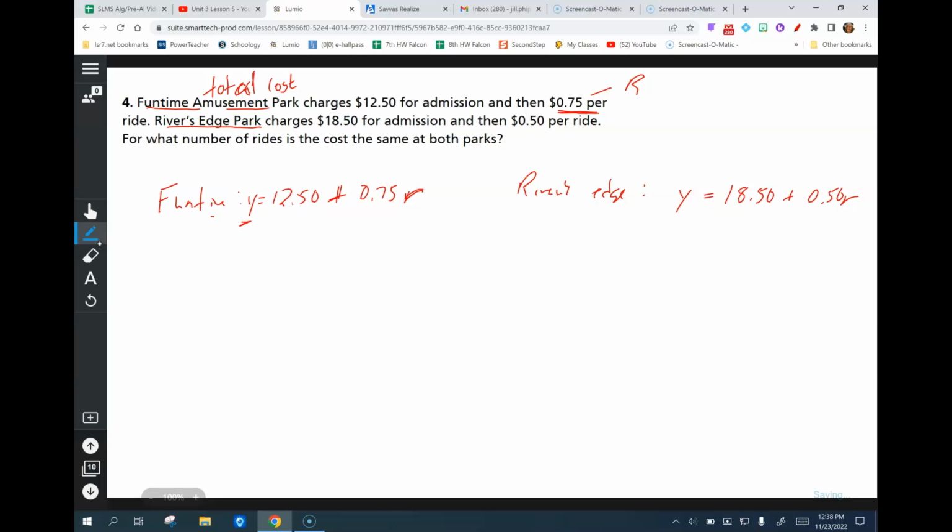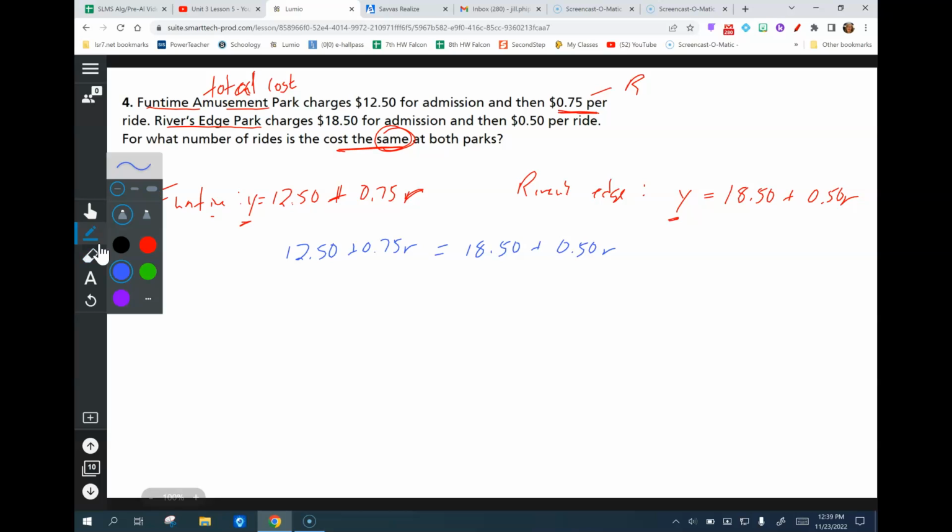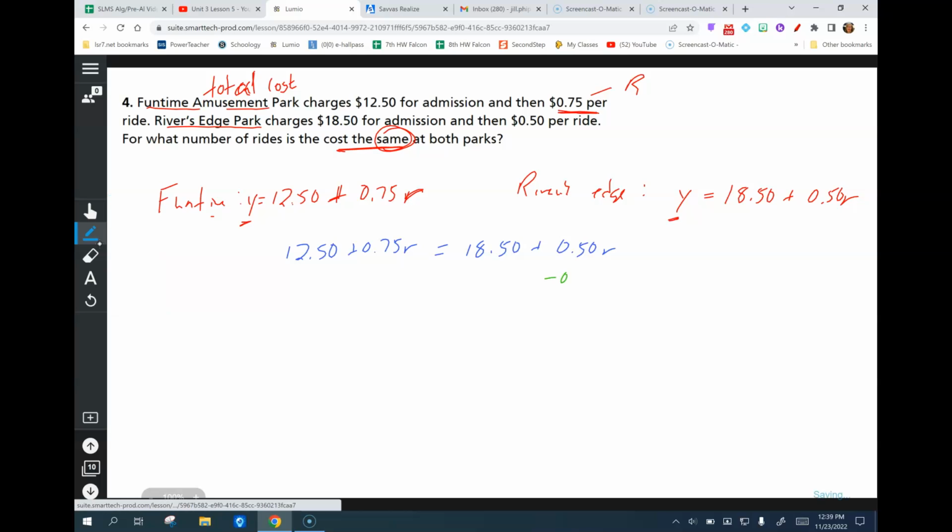Now, notice they're both equal to a Y. So all we have to do is find out when they're going to cost the same. So same, meaning when are they equal? So we're just going to set those equal to each other. 12.50 plus 75 cents R is equal to 18.50 plus 50 cents per ride. So we're going to find out how many rides is going to be the same. Okay, let's solve this equation. Let's combine like terms. Let's decide which one we're going to move. I'm going to move the 50 cents, so then when you come back you can see. So I'm going to subtract 50 cents from both sides. That's where I'm going to start.